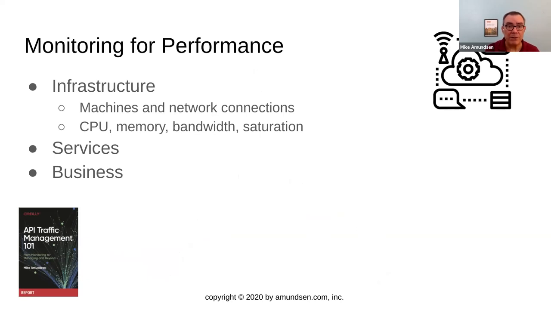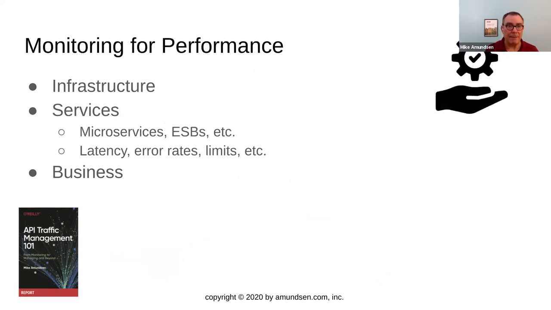So as I mentioned, for infrastructure, I need to be monitoring machines and networks and connections, CPU, bandwidth, memory, saturation, all these other things that we need to focus on. And you can find lots of great tooling and lots of great instruction on that step. At the service level, I need to monitor individual microservices. Are they doing the transaction work they need? ESBs, gateways. So I'll be talking about latency, error rates, rate limiting, all these other things that make sense. Security also becomes an issue at the service level as well. I need to make sure that only people who are authorized are actually using this particular service.